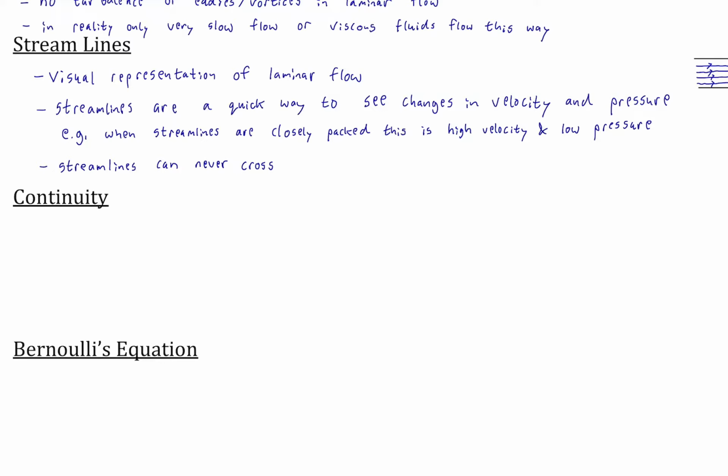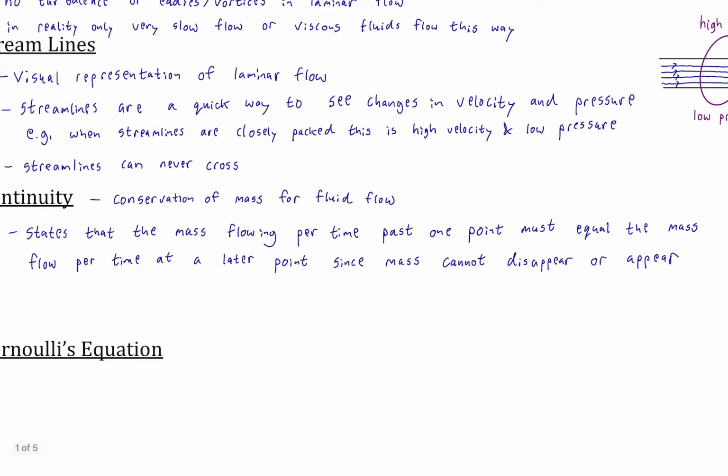But what does continuity really mean, right? Maybe flow is continuous, but we need a formal definition. It means conservation of mass for fluid flow. So when fluid moves, you can't just have mass appear or disappear out of nowhere. It states that mass flowing per time, so that would be kilograms per second, past one point must equal the mass flow per time at a later point, since the mass cannot disappear or appear. It's conservation of mass, right? You can't just have mass out of nowhere.